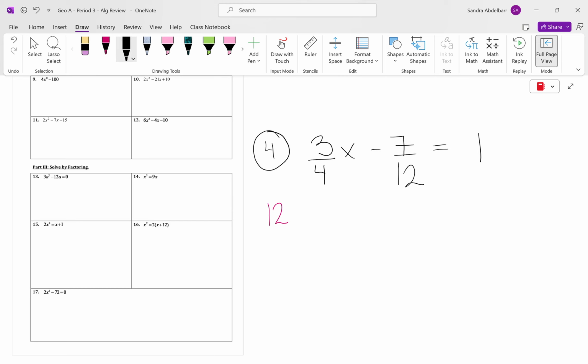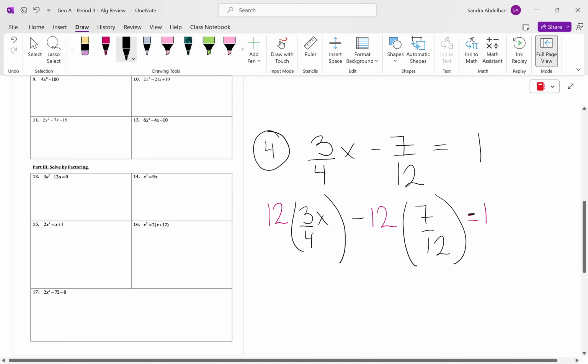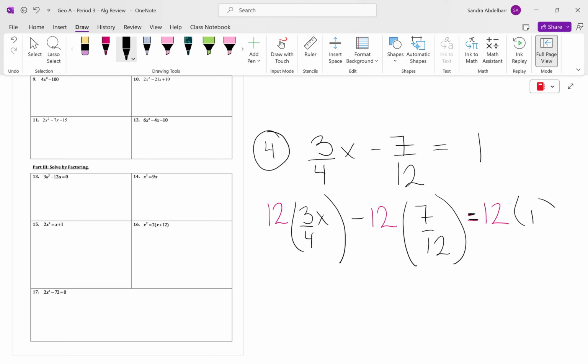So what I'm going to do is 12 times 3 over 4x minus 12 times 7 over 12 equals 12 times 1. Everything gets multiplied by 12. Every term on both sides to keep the equation balanced. As long as everything gets multiplied, you're not really changing the value of the problem.